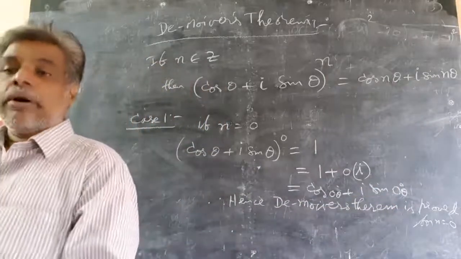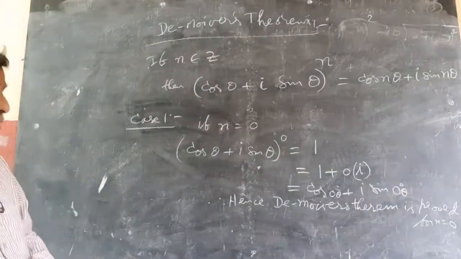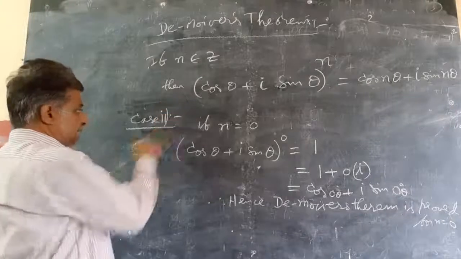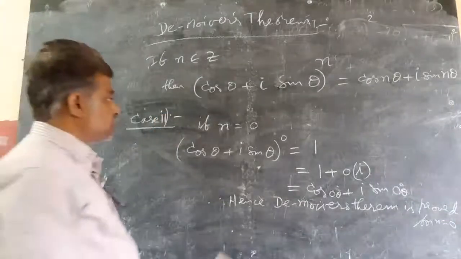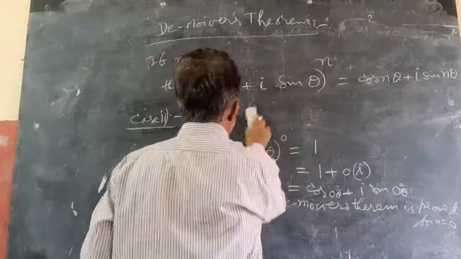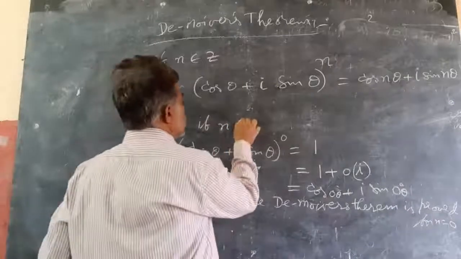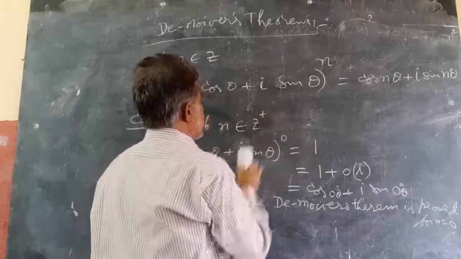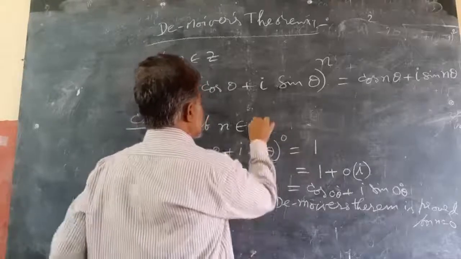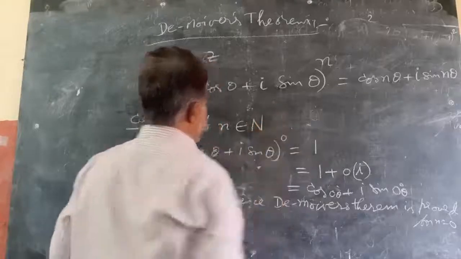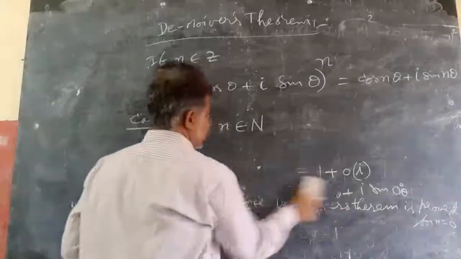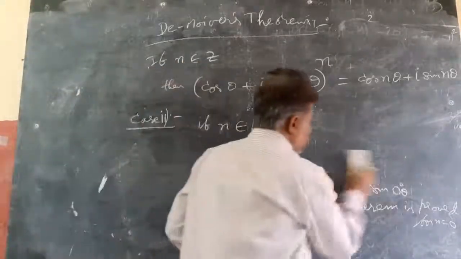Now, case 2: if n is a positive integer, means n belongs to Z plus. Positive integers we call natural numbers, because 0 is already proved anyhow. If n belongs to N, means positive integer, how to prove it?